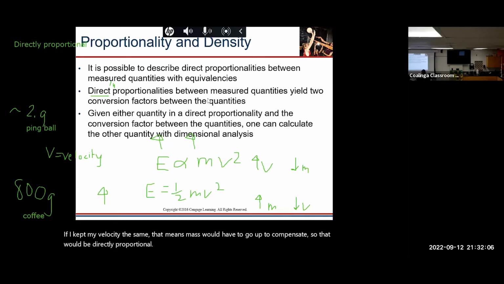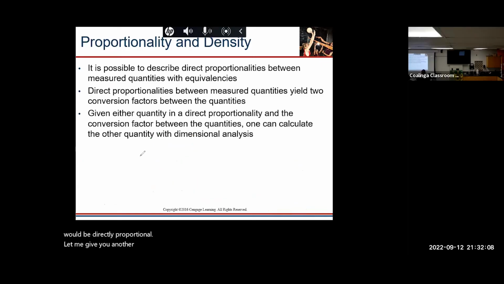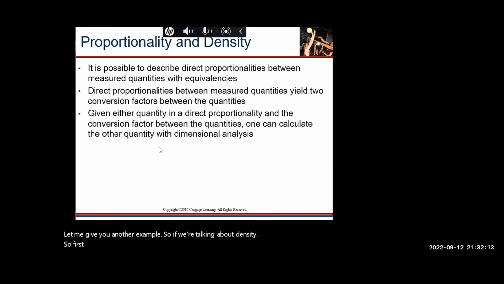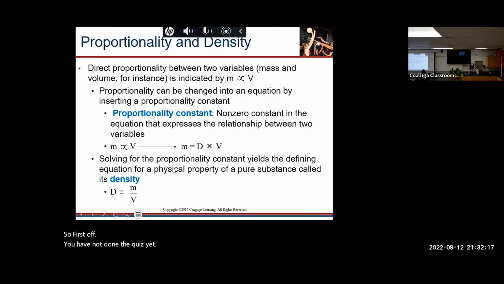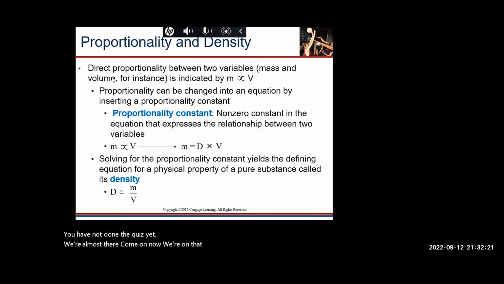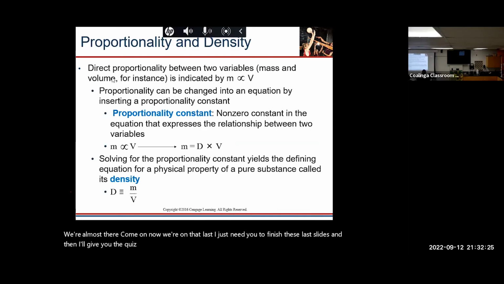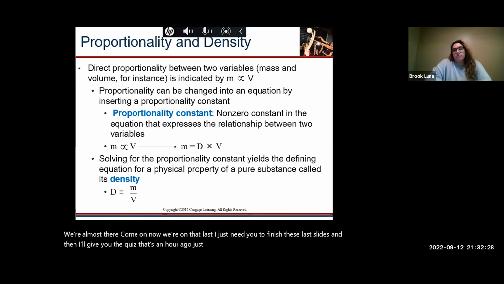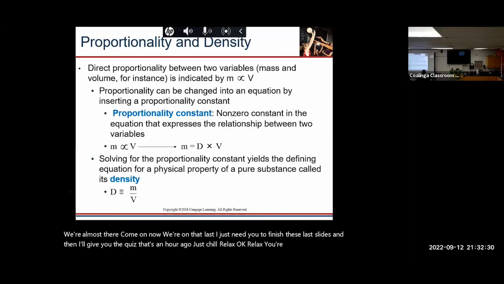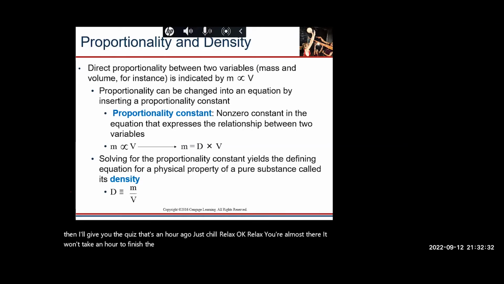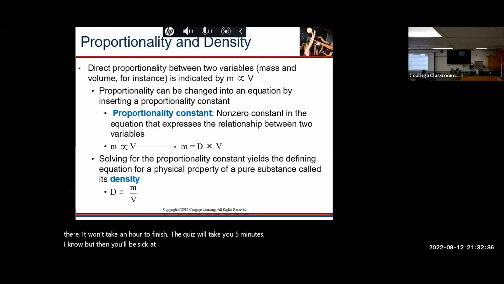Okay, so let me give you another example. If we're talking about density... Did we already do the quiz? You have not done the quiz yet. We're almost there. Come on now. I just need to finish these last slides and then I'll give you the quiz. That's an hour, though. Just chill. Relax, you're almost there. It won't take you an hour to finish the quiz. I'm relaxed, but I'm still sick. I know, but then you'll be sick at home, and you'll go to bed and get some soup and you'll be fine.